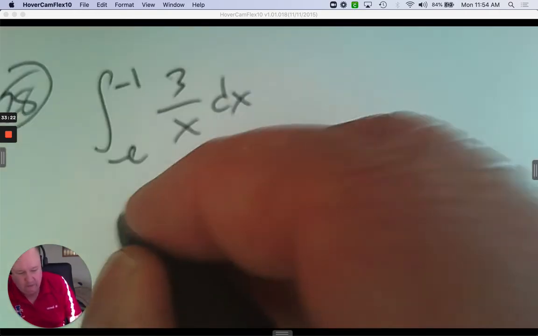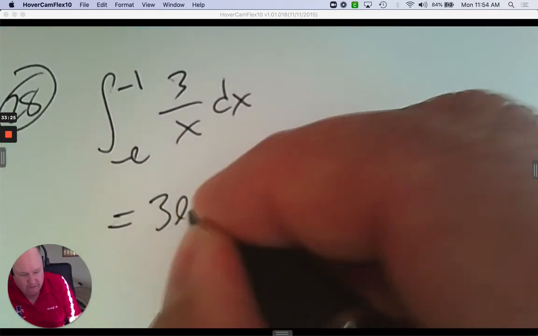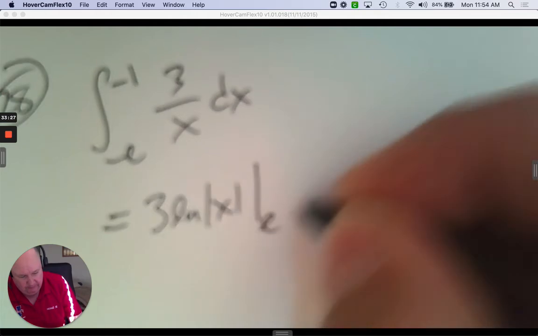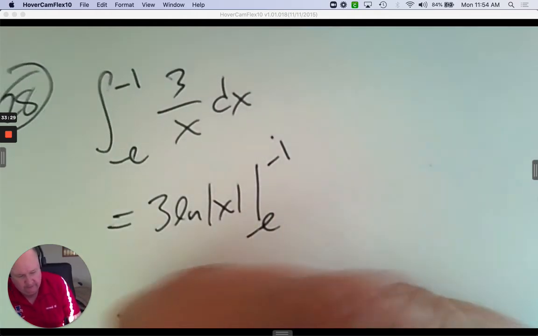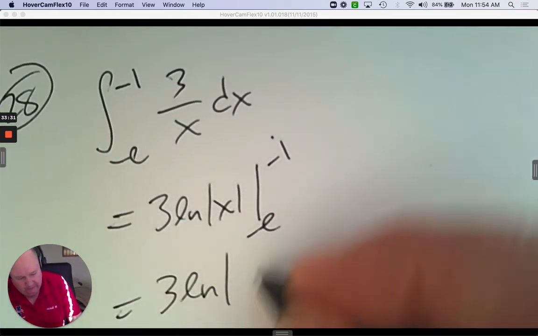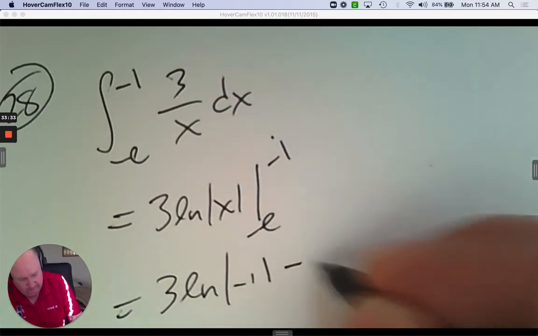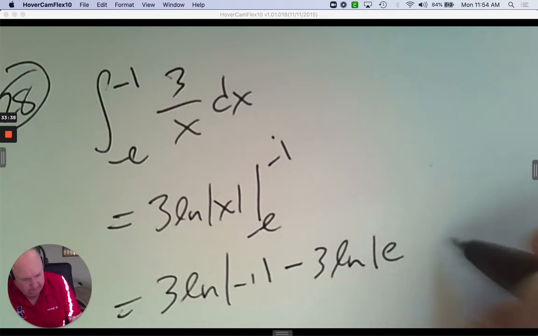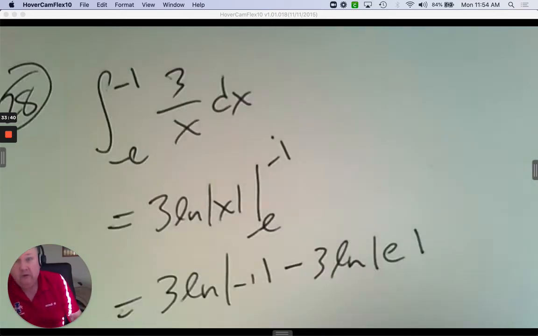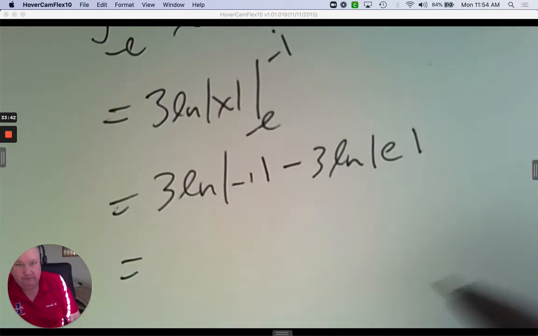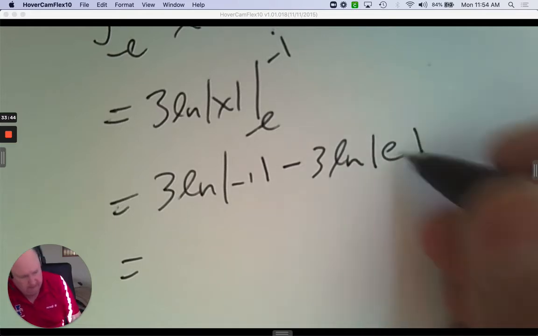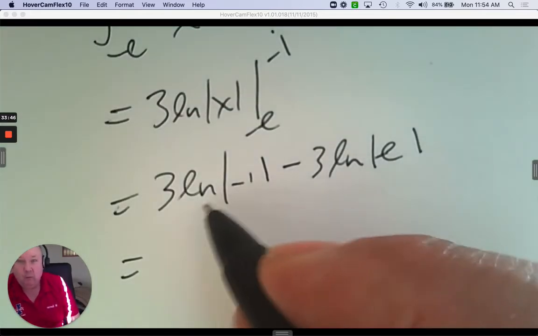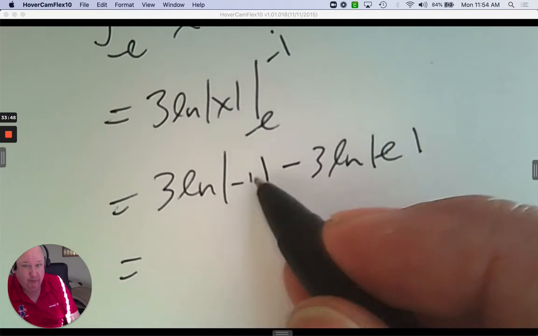So the antiderivative of 3 over x is 3 ln x. And then I plug in negative e to negative 1. So first I plug in negative 1, and then I plug in negative e. So if I had to simplify it, the absolute value of negative 1 is 1.